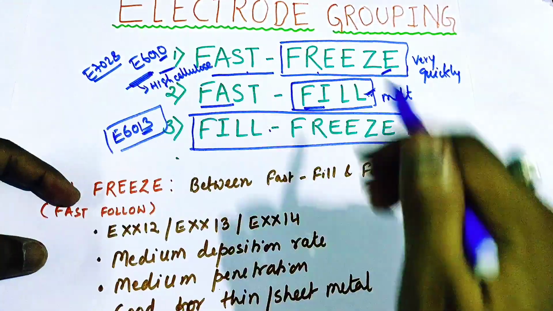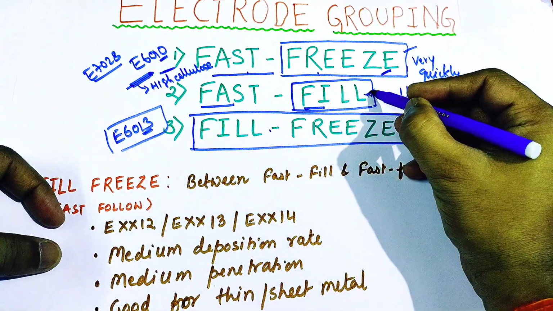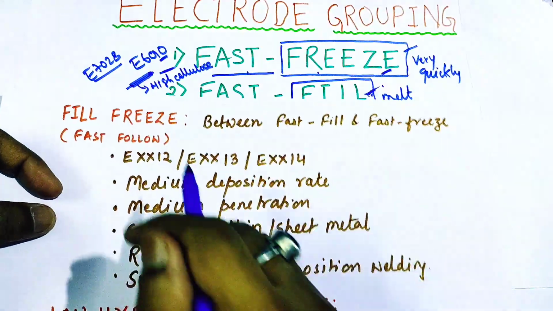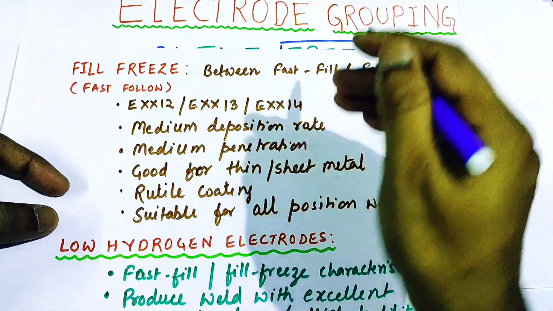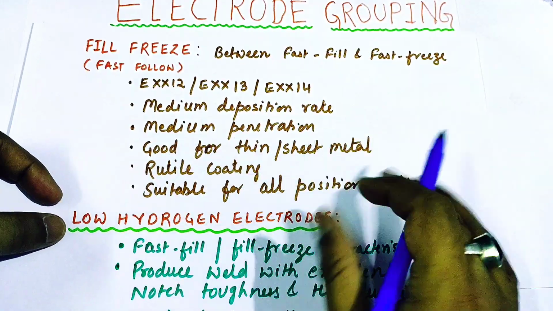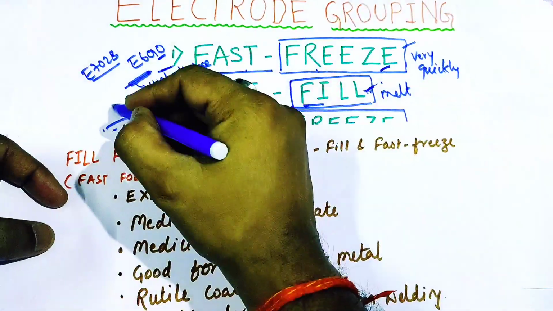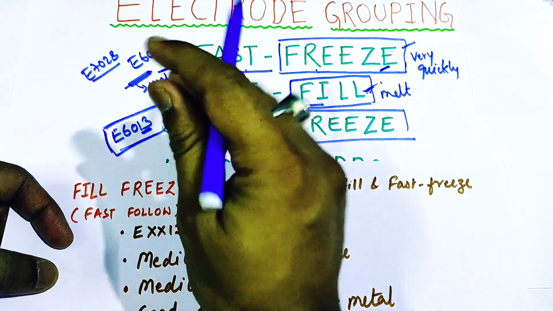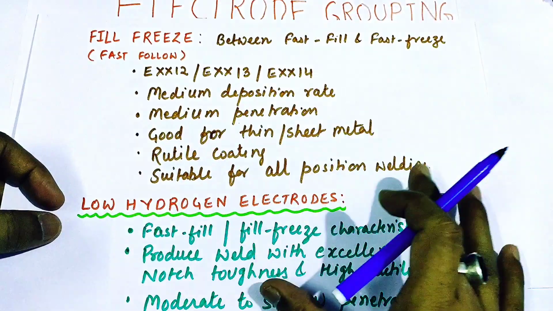So if you remember, fast freeze was having high penetration and fast fill was having high deposition. So this fill freeze is in between fast fill and fast freeze, hence it is having minimum deposition, medium penetration, and it is very good for thin or sheet metal. So you can use E6013 on thin metal or job or sheet metal. It will give good results.